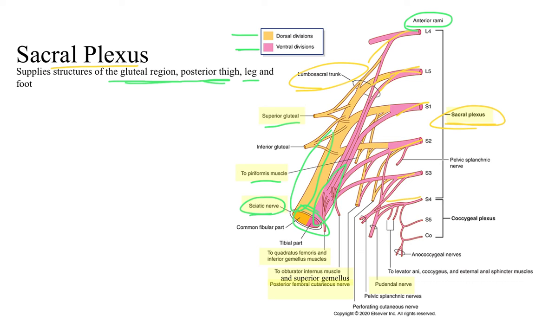And then you have branches from the ventral division that's going to quadratus femoris, inferior gemellus muscles, and we'll show where those muscles are later on. Obturator internus, superior gemellus, posterior femoral cutaneous nerve, so that would go to the skin of the posterior portion of the leg, as well as the pudendal nerve. And we talked about in the pelvic floor lecture about what the pudendal nerve goes to.